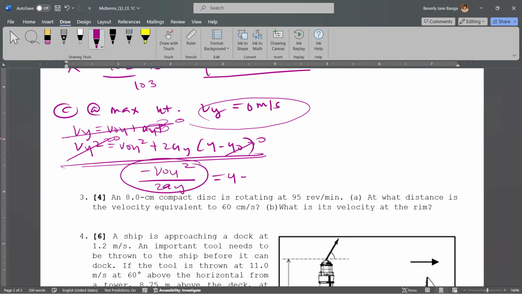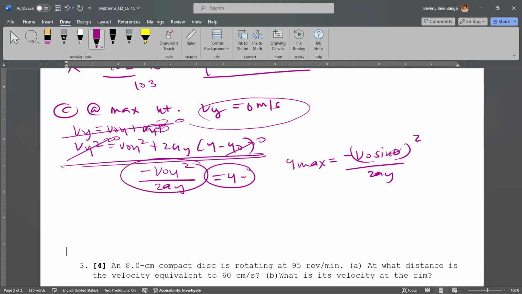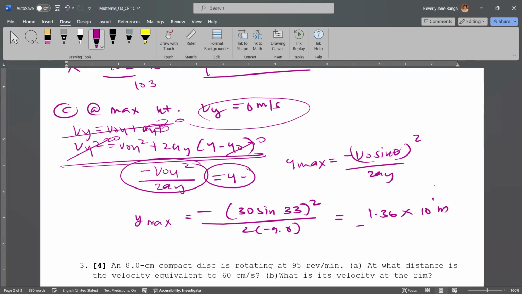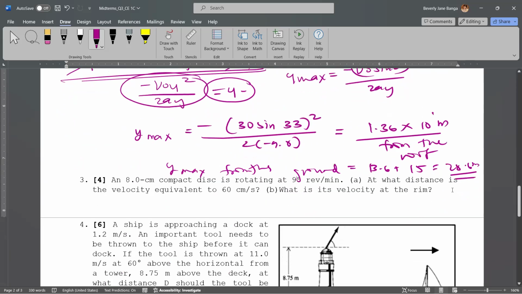So, dito class, kung titignan nyo, ito yung formula ng y max natin, no? Diba? Negative v naught sine theta squared over 2ay. This is our y max, no? So, pag pinlog-in mo yung values, pag pinlog-in na natin yung value, y max, the highest height, is simply negative of 30 sine 33 squared over 2 times negative 9.8. And this will give us 1.36 times 10 raised to 1 meter from the roof, no? From the starting place. Now, if you answered y max from the ground, so this is simply 13.6 plus 15. This gives you 28.6 meters. Kayo na bahalang mag-scientific notation.